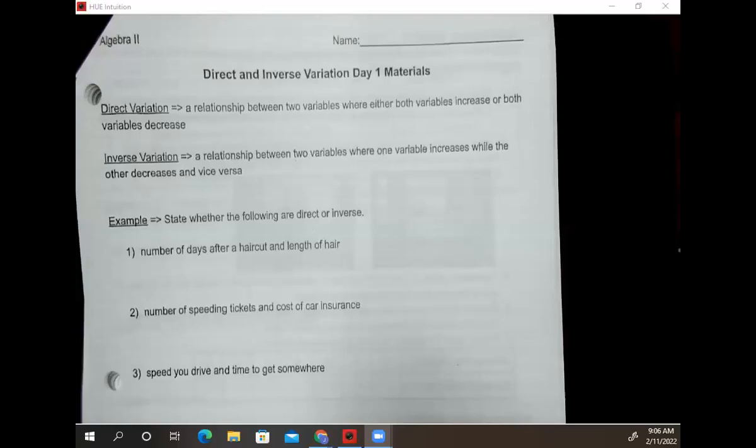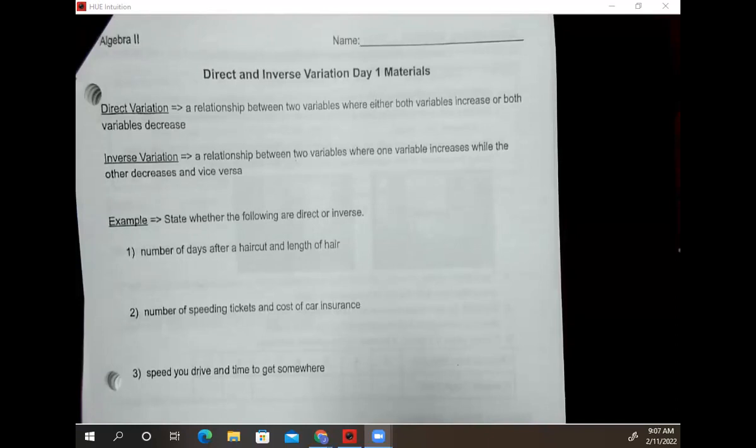Talk about something called variation today. We talk about this around the time that we talk about rational functions because variation is usually an example of a sort of practical rational function, particularly inverse variation, which we'll see in just a minute. So when we talk about variation, we're looking at this idea of two different variables that impact one another.